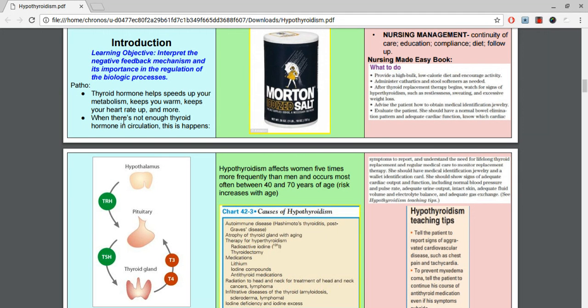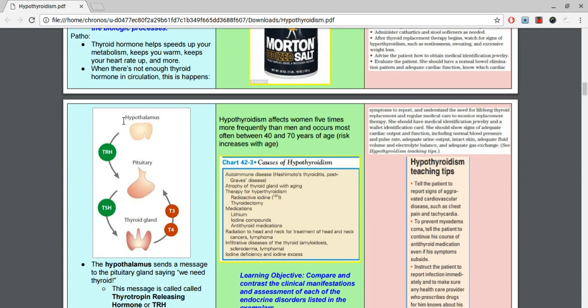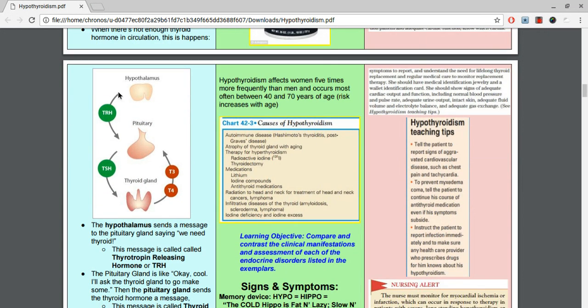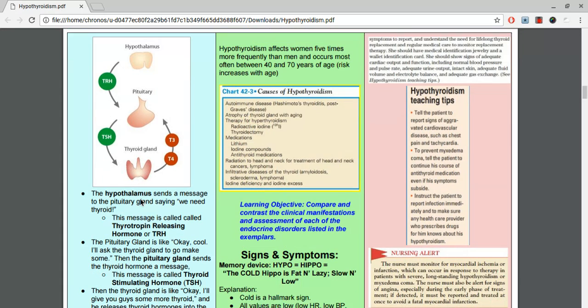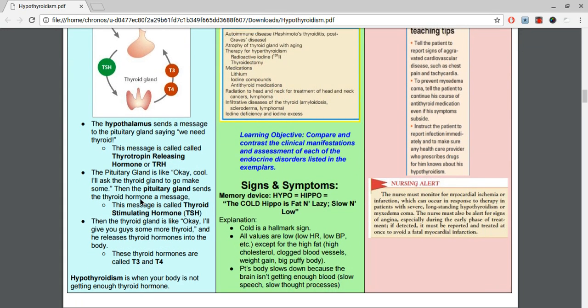So ordinarily, the thyroid hormone helps speed up your metabolism. It keeps you warm, it keeps your heart rate up, and it does all these different kinds of things, okay? When there's not enough thyroid hormone, this is what's going to happen. Your hypothalamus is going to send a signal to the pituitary gland, which is going to send a signal to the thyroid gland to release more thyroid hormone.